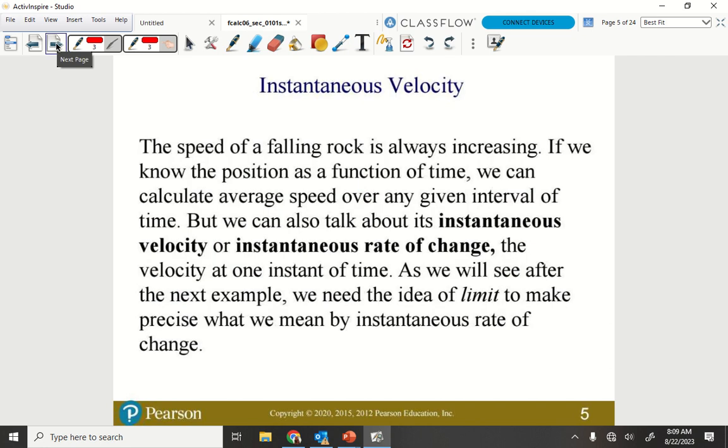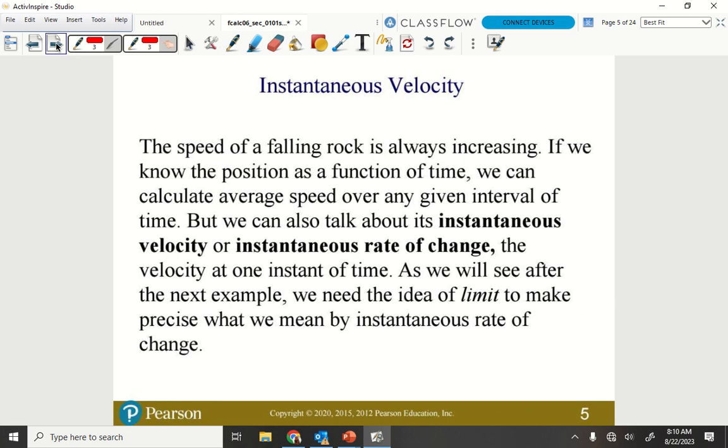Instantaneous velocity: the speed of a falling rock is always increasing. If we know the position as a function of time, we can calculate average speed over any given interval of time, but we can also talk about instantaneous velocity or instantaneous rate of change, the velocity at one instant of time. As we'll see after the next example, we need the idea of a limit to make precise what we mean by instantaneous rate of change.